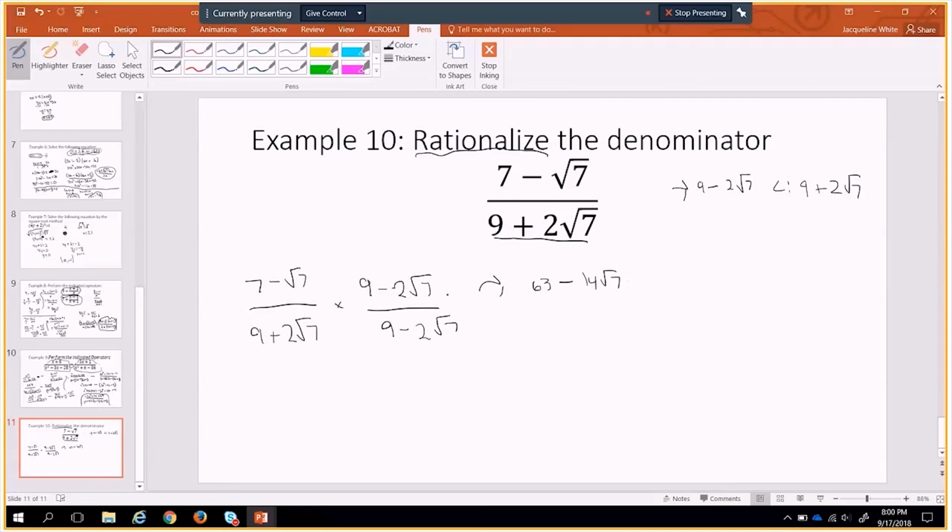And then we have a minus square root of 7 times 9. Focusing on the coefficients once again, we have a minus 9 times the square root of 7. All right? And we have a minus square root of 7 times a minus 2 square root of 7.